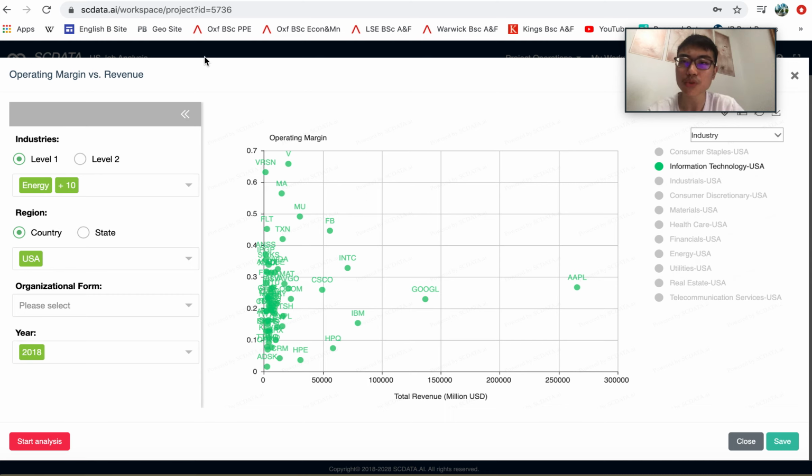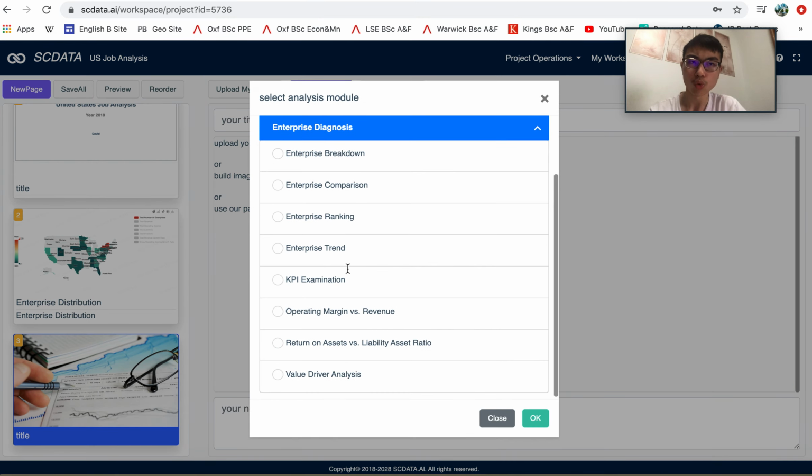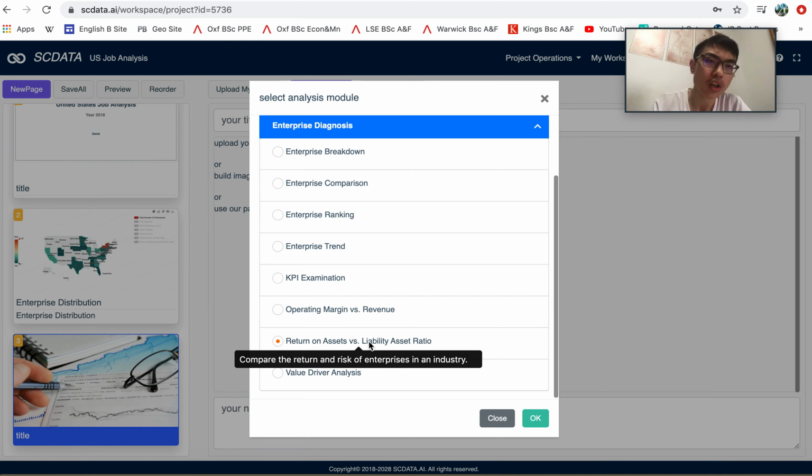So here is operating margin relative to revenue. Lastly, we'll be looking at the risk. Once we know operating margin, once we know the profitability potential of a company, how much a company is generating, we want to have a look at return on asset versus liability asset ratio. So liability asset ratio, simply put, is basically total liability divided by the total asset, giving you a ratio.